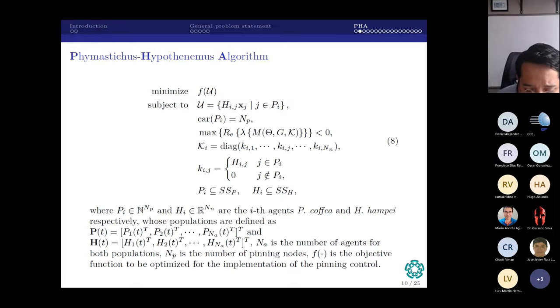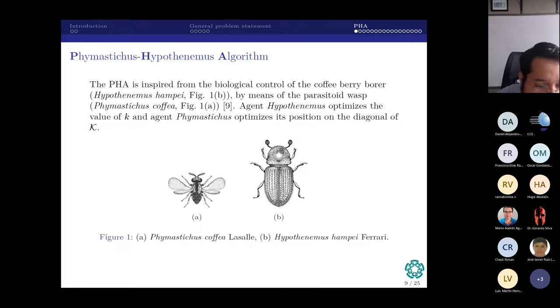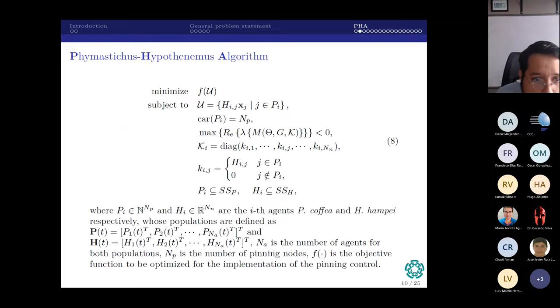Yes. Okay, these agents have a symbiotic, parasitoid relationship. For example, the algorithm is the same as the other problem: minimize the objective function that depends on the finite control set, but subject to the control set cardinality of the agent P equal to N sub P, and the inequation for the V-stability tool and the construction of the main diagonal of the matrix K. The Phymastichus selects the position of the control gain, and the agent Hypothenemus optimizes the control gain in the matrix.